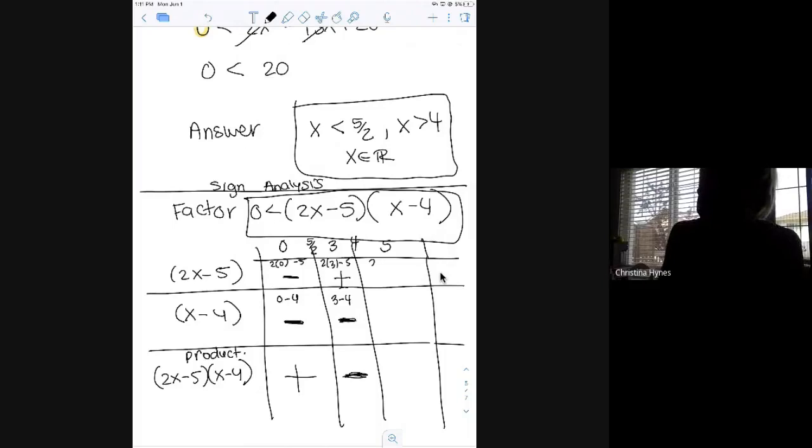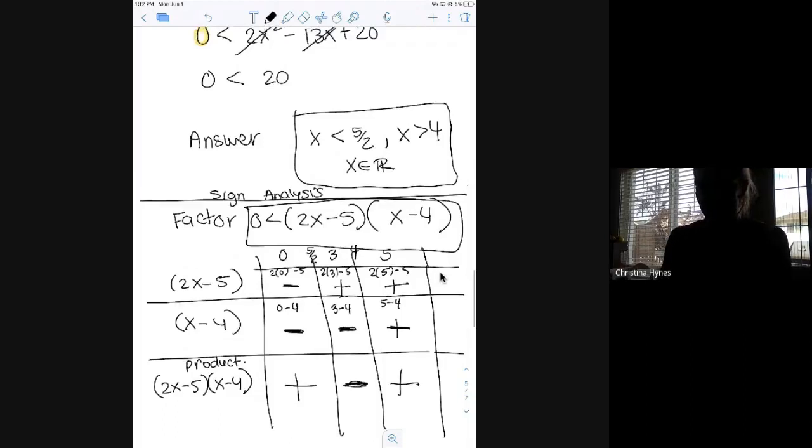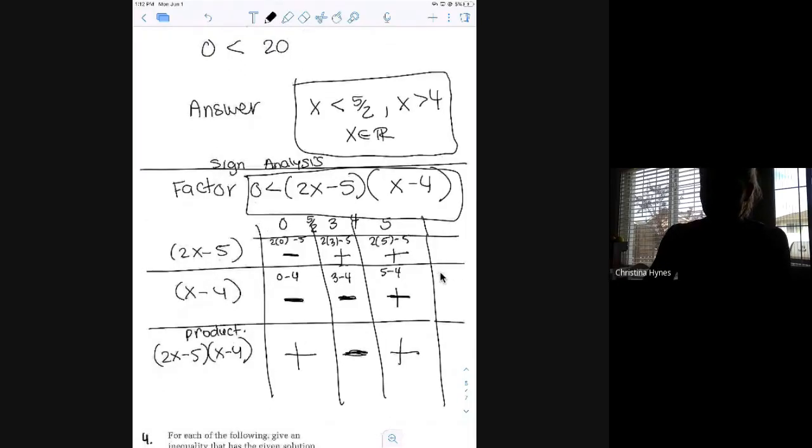2 times 5 minus 5 will give me 10 minus 5, which will be a positive answer. Then we have 5 minus 4, which will also be positive. Two positives, when you multiply them, give me a positive. Now, if you look back at your equation, they're saying, when is this part of the equation greater than, meaning the mouth is facing that? When is it greater than 0? Well, this is the greater than symbol. When it's greater than 0, that means it's positive. So when is the equation greater than 0?